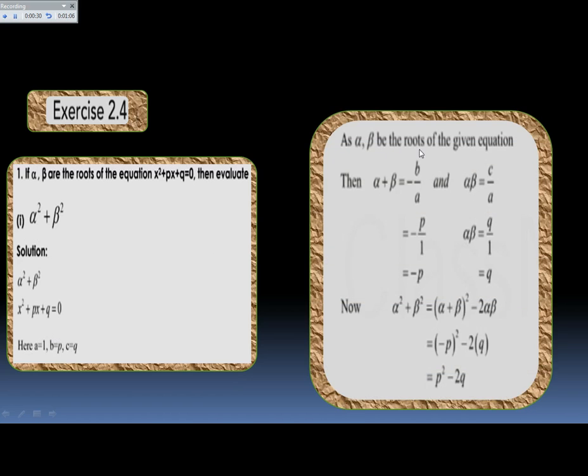As alpha, beta are the roots of the given equation, the sum of the roots alpha plus beta is equal to minus b upon a and alpha beta is equal to c upon a. Putting the values of a, b and c in the equations, sum of roots and product of roots are minus p upon 1 and q upon 1, that is, minus p and q. Now alpha square plus beta square is equal to alpha plus beta whole square minus 2 alpha beta. Putting the values, minus p whole square minus 2q, so p square minus 2q is the value of alpha square plus beta square.